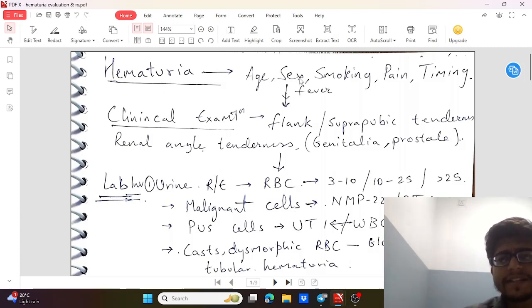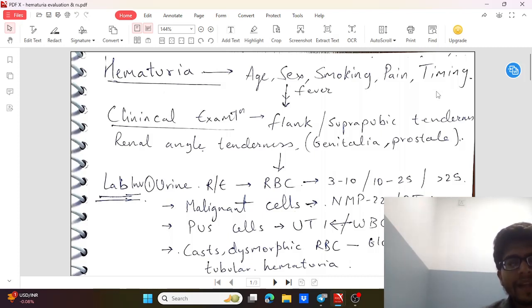Then sex, male sex is a risk factor as compared to females. So we have to consider that. Smoking is a risk factor, so we have to consider that. Then whether there is pain in the abdomen, in the flank, or in the suprapubic region, radiating to the groin, that we have to consider because that can give us an etiology of either renal stone disease or cystitis, an infective etiology.